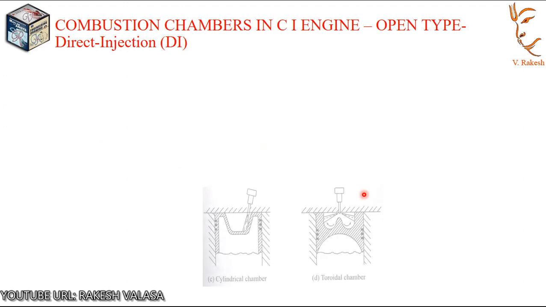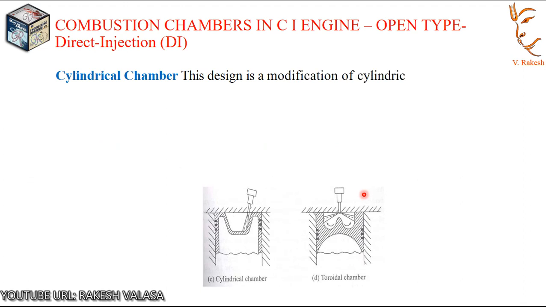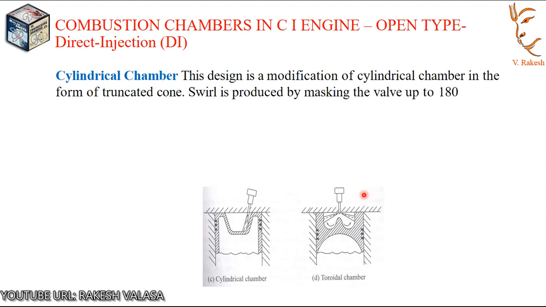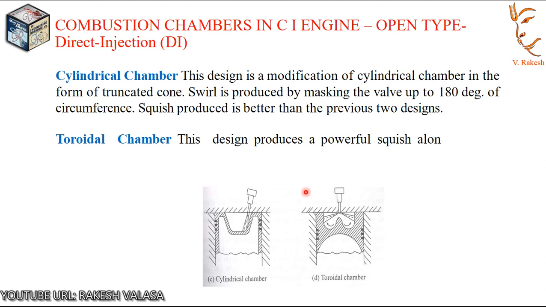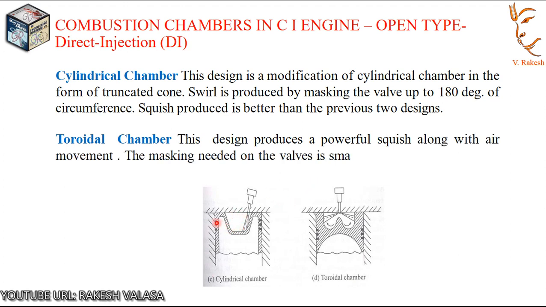Third one is cylindrical chamber. This design was attempted in recent diesel engines. This is a modification of the cylindrical chamber in the form of a truncated cone with base angle 30 degrees. The swirl was produced by masking the wall for nearly 180 degrees of circumference. Squish can also be varied by varying the depth.